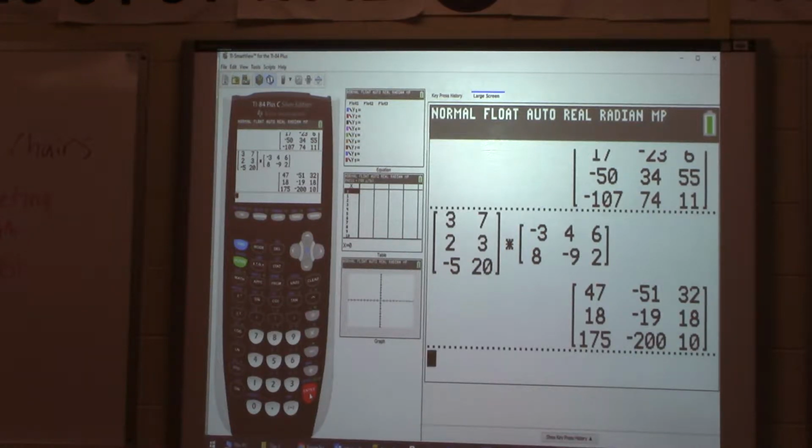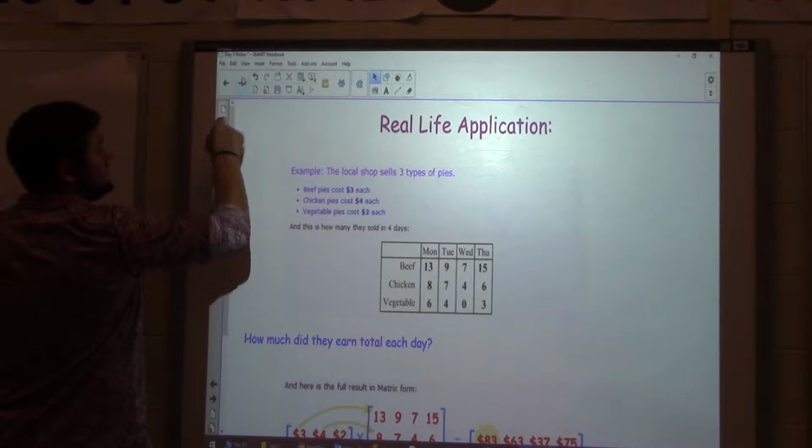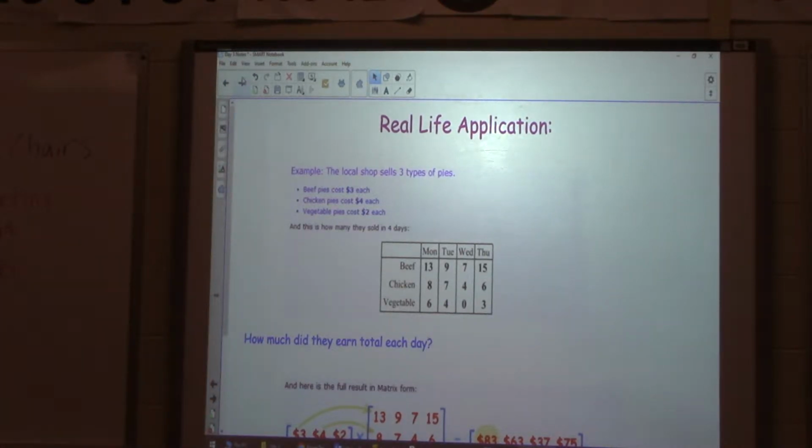Should we try some other problems? I think we have 3 examples, but we're going to go through one together before that. Alright, so let's go through it. What we're going to do now is some real life applications where you might see this applied in real life, to help it be a little easier.